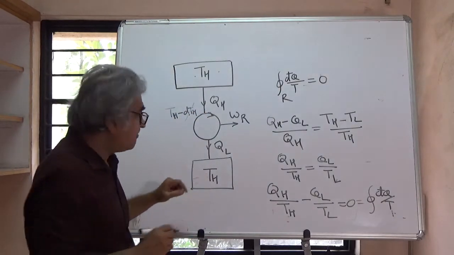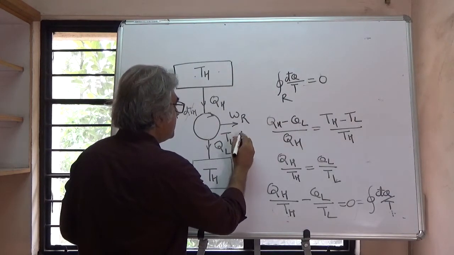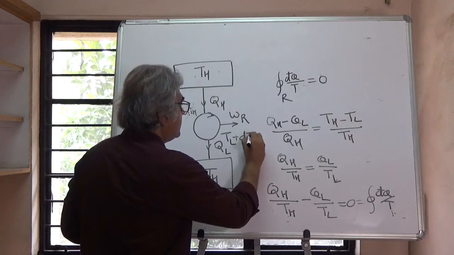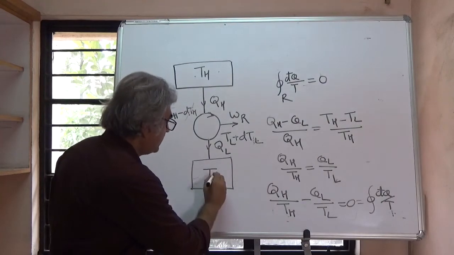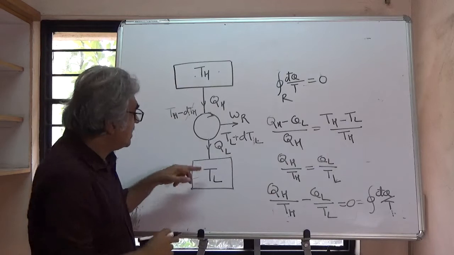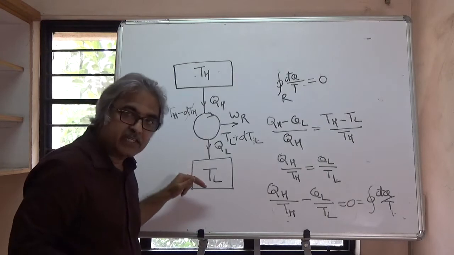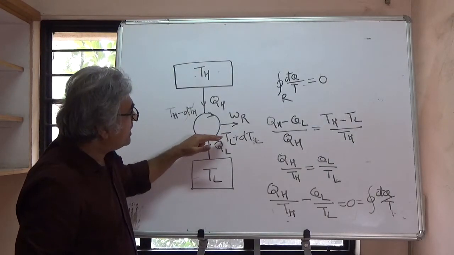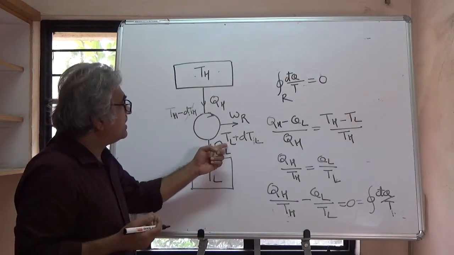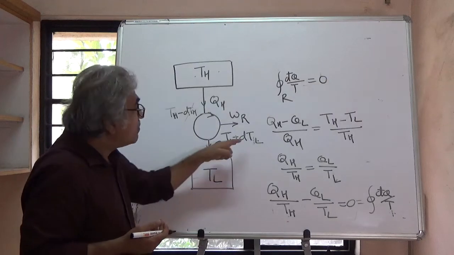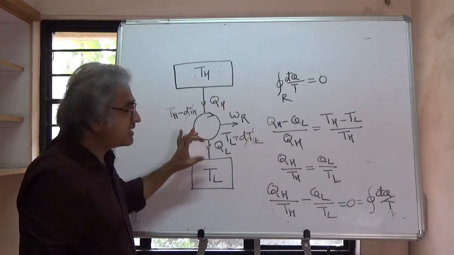Here, when heat is rejected, the temperature of the engine, one can say, is TL plus dTL, right? I'm so sorry, here this should have been TL. So this is TL, the sink temperature. The engine rejects the heat, and the heat rejection is reversible. So the engine temperature will be slightly more than this, infinitesimally higher than this. So TL plus dTL is the engine temperature, where dTL tends to 0, right? So this is the reversible heat transfer.